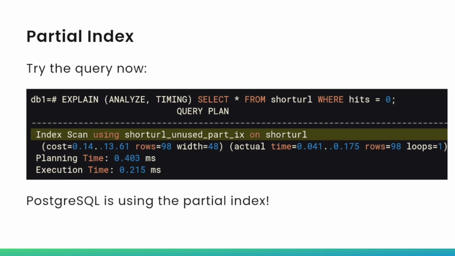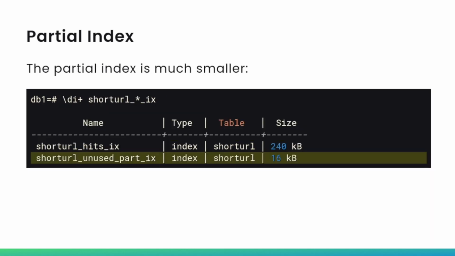Explain analyze select star from short_url where hits equals 0. That's the exact same query as before. But look at that. Now the database decided to use an index scan on our unused partial index. That's amazing, and you can see that the timing is still very, very low. So at this point you ask, okay, you just did the exact same thing. So what's the point? Let's look at the size of the indexes.